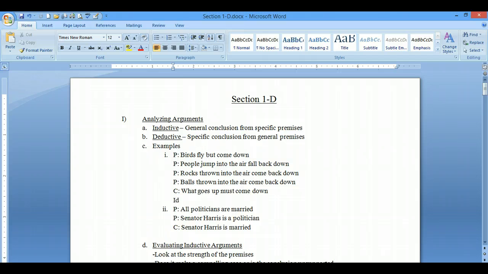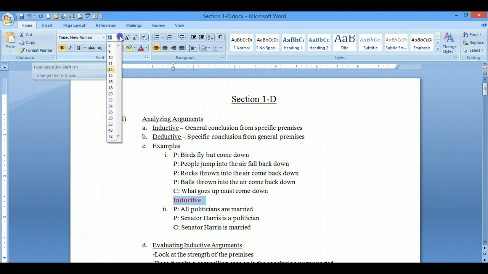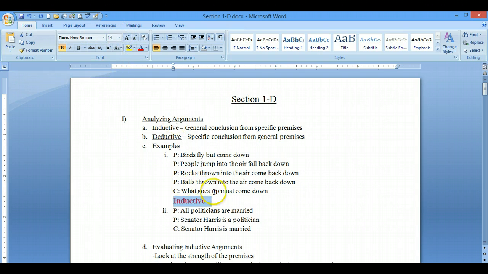This is an inductive argument. And again, I'm going to show you that I would like these highlighted, your answers, in some way or another. So I'm going to make mine red and bold, maybe even change the font or the size so that it stands out. The next example, all politicians are married.